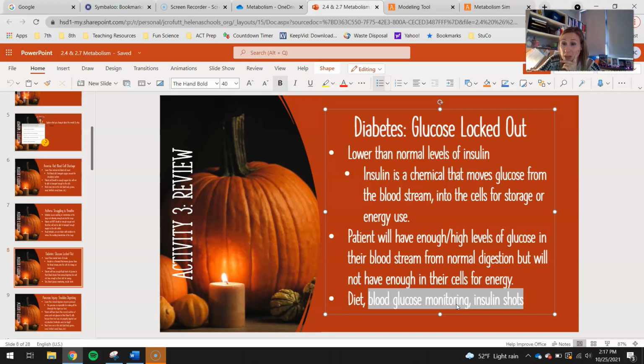The old school way is you have to prick your finger, take a drop of blood, test it with a little monitor, and then again give yourself a shot of insulin based on how much sugar you had in your blood. So it's changed a lot as far as technology goes. It seems to be a little bit easier, but it would still be a hard road to go down, I think. Okay, so again, we're going to see our circulatory system be affected the most in this one, and our levels of glucose are going to be really low in our cells.